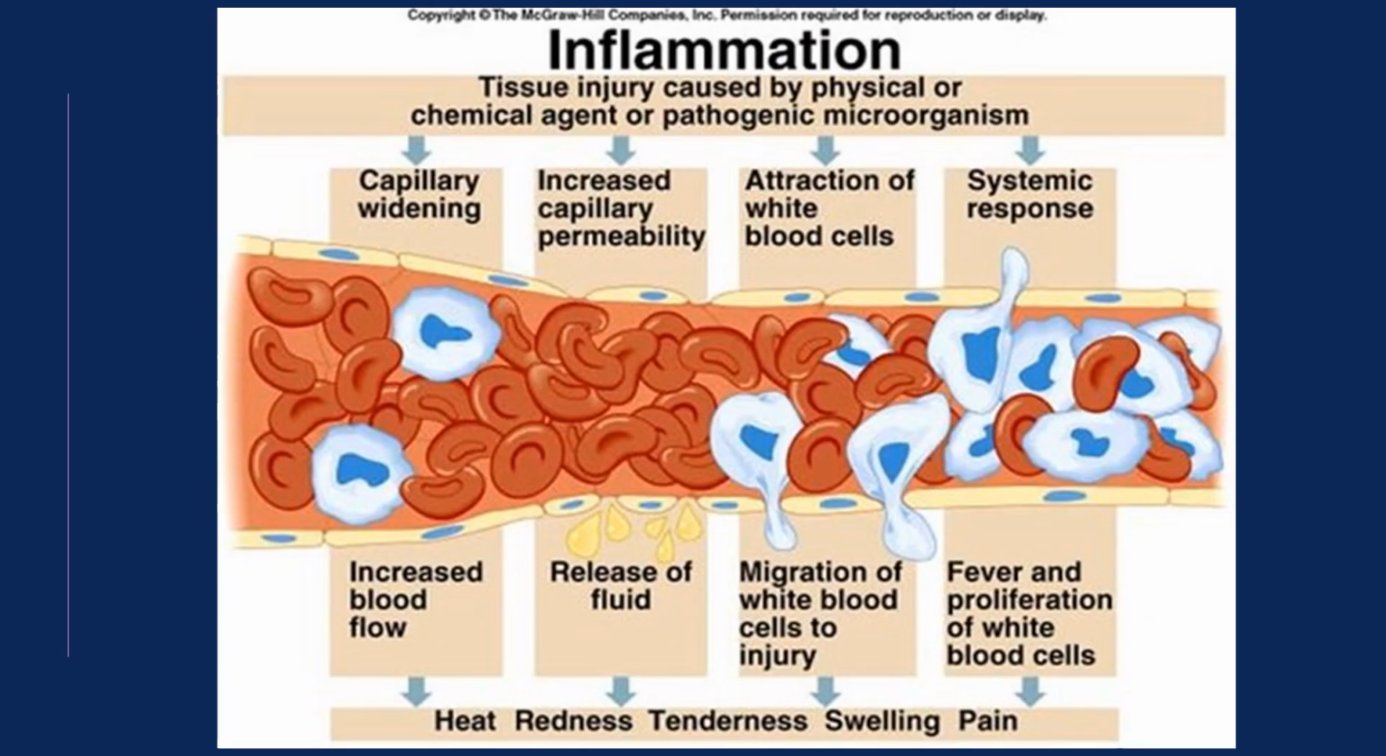This is just a great graphic to demonstrate the inflammation phase, and you can see the capillary widens, with increased blood flow, and an increase in capillary permeability, which also causes a release of fluid and an attraction of white blood cells that migrate to the site of the injury. And then there is a systemic response associated with that, with fever to that particular area and the proliferation of more white blood cells. So all in all, that's going to increase heat, redness, tenderness, swelling, and pain.